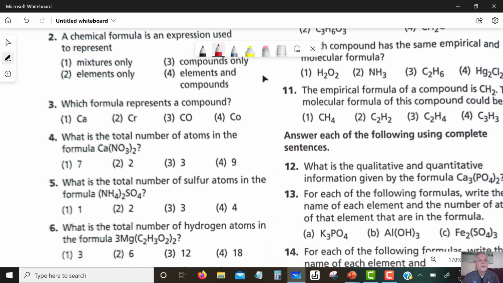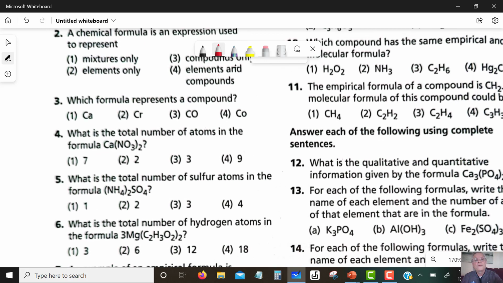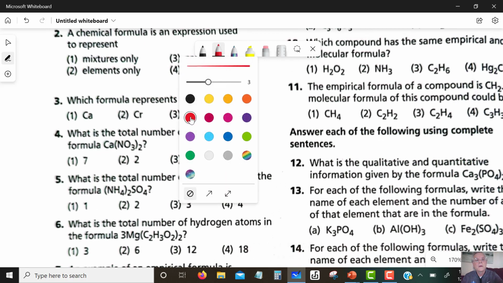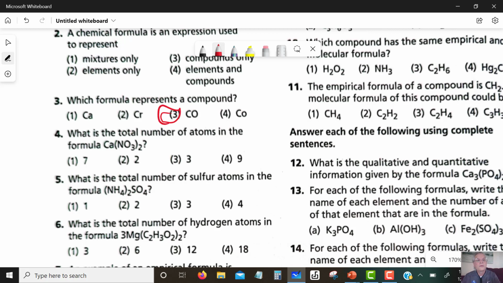Number 3, which formula represents a compound? A compound is 2 or more elements chemically combined. So I'll give you a second. It should be choice 3.